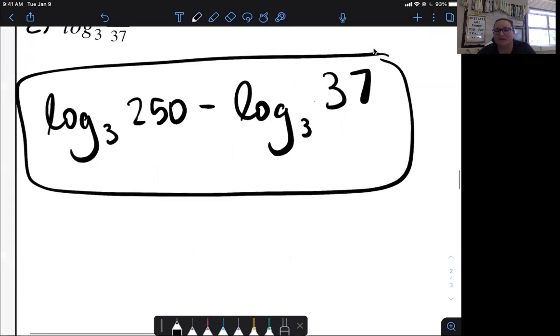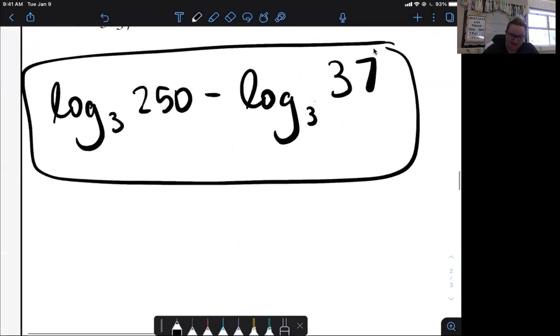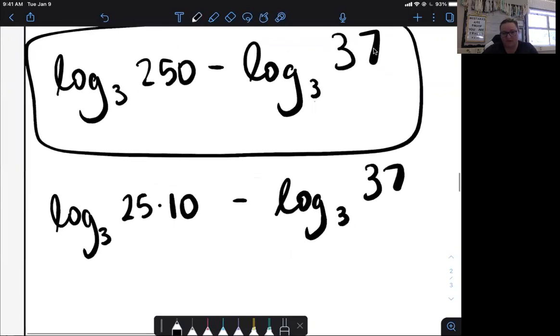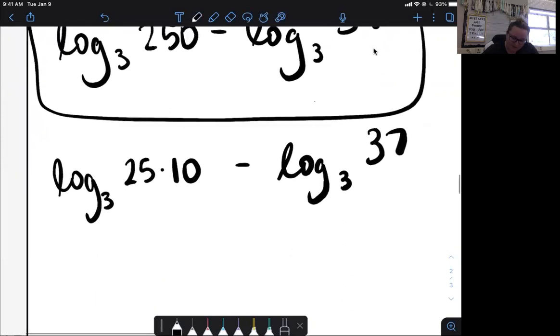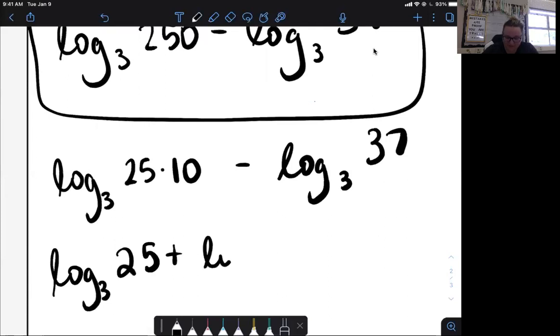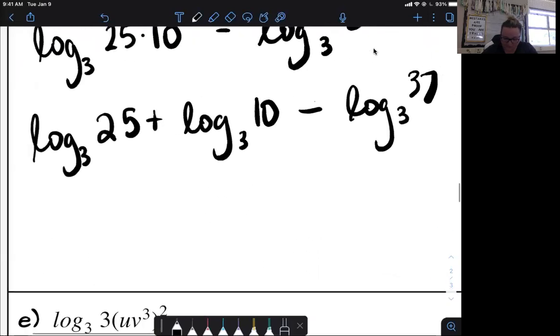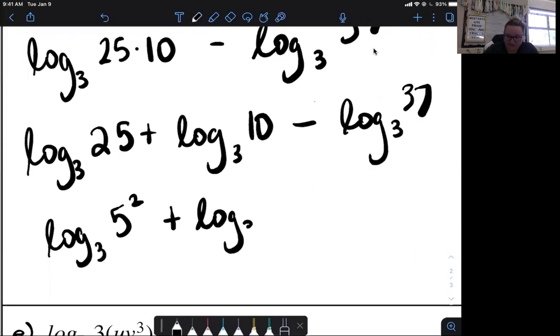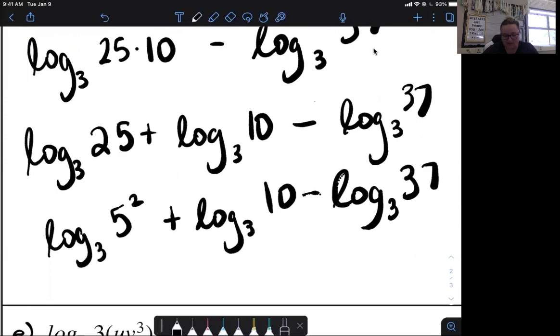But if you are feeling kind of fancy, you could see 250 as 25 times 10, and nothing goes into 37 because it's prime. So I could rewrite the log base 3 of 25 times 10 as the log base 3 of 25 plus the log base 3 of 10 minus the log base 3 of 37. And then I realized that 25 is really a power. It's 5 squared. I mean, this is just if we're feeling really fancy and really wanted to write this in as many logs as possible.